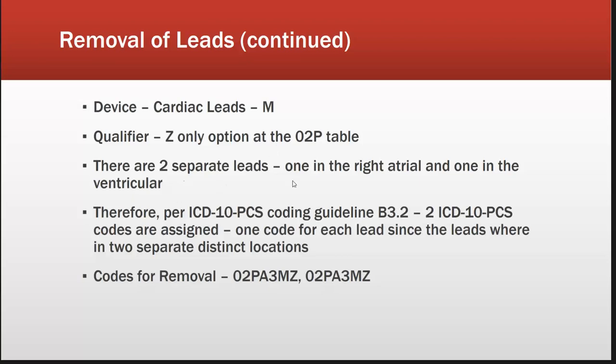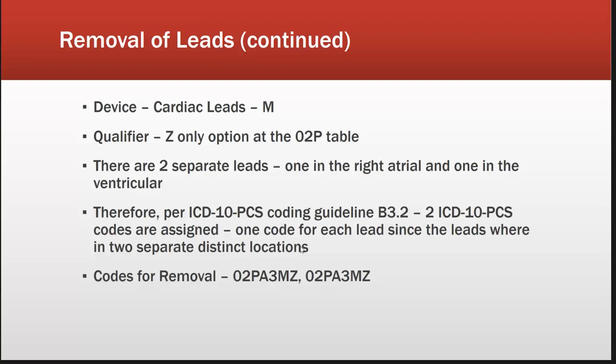This patient had 2 separate leads, one in the right atrium and one in the right ventricle. Per ICD-10 PCS coding guideline B3.2, we're going to code the code twice, one code for each lead. So it's 02PA3MZ and 02PA3MZ a second time. We do not do the times 2. Times 2 is something you see in CPT coding. That is not something we do in ICD-10 PCS. You would fully list out the full code twice.